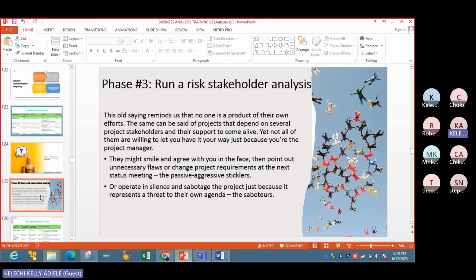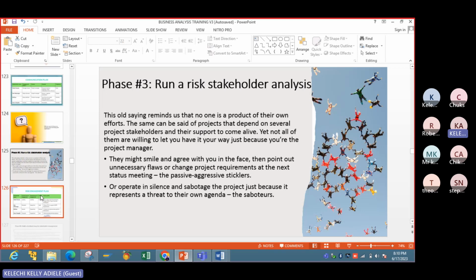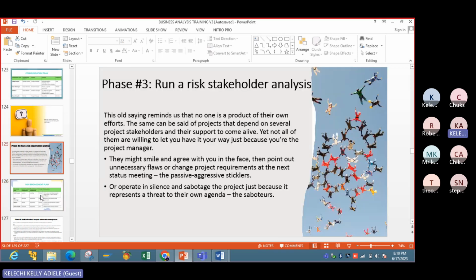The next is risk stakeholder analysis. The old saying reminds us that no one is a product of their own effort. The same can be said for projects that depend on several project stakeholders and their support to come alive. Yet, not all of them are willing to let you have your way because you are the project manager or the BA.